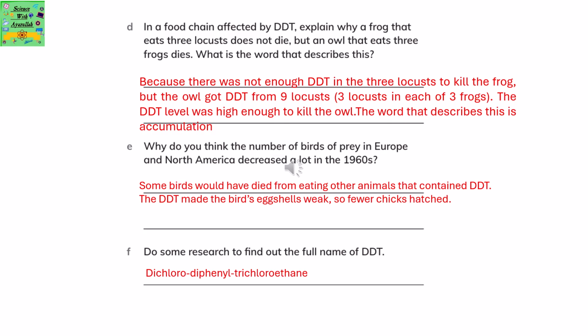Why do you think the number of birds of prey in Europe and North America decreased a lot in 1960s? Some birds would have died from eating other animals that contain DDT. The DDT made the birds' eggshells weak, so fewer chicks were hatched. Do some research to find out the full name of DDT. DDT stands for dichloro diphenyl trichloroethane.